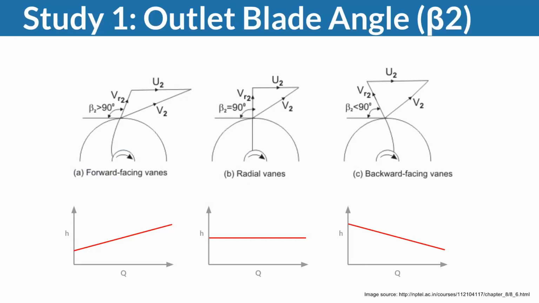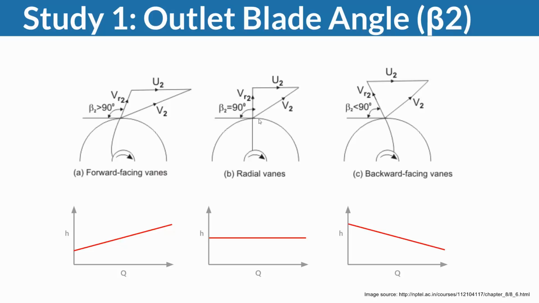Looking at centrifugal pumps, there's three different kinds, right? Forward-facing vanes, where the outlet blade angle is larger than 90 degrees, shown here in the lower left, where the head increases with the volume flow through the pump. So the energy consumed by the pump with higher volume flow grows unboundedly, which makes this an unstable, not robust pump.